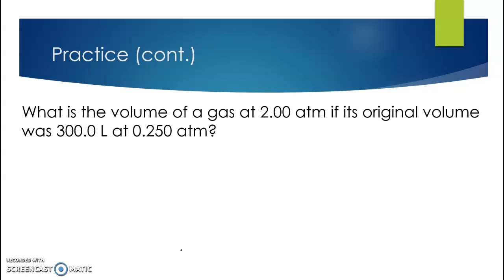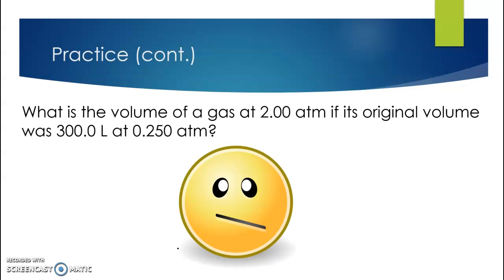What is the volume of a gas at 2 atmospheres if its original volume was 300 liters at 0.25 atmospheres? So hopefully you're pausing for a second and going, wait a minute, that is not a PV=nRT problem. That doesn't have that flag. In fact, it has 2 pressures in it. It gives me 2 different pressures. So this is a different kind of problem, which means we can't just use the ideal gas law. We need a new gas law.